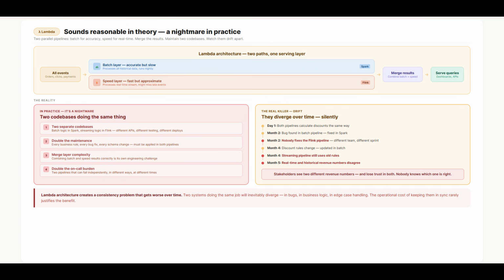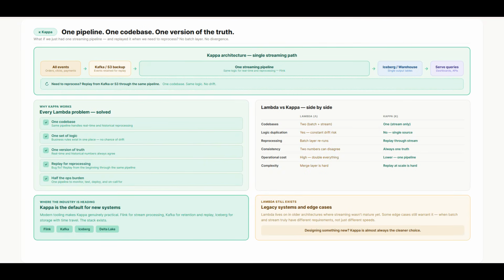A bug gets fixed in one but not the other. A business rule changes, say how you calculate discounts, and someone updates the batch pipeline but forgets the streaming one. You end up with your real-time numbers and your historical numbers disagreeing, and nobody knows which one is right. Your stakeholders see two different revenue numbers and lose trust in both. Kappa architecture is the response to that.